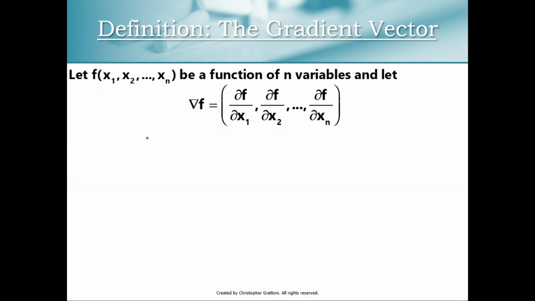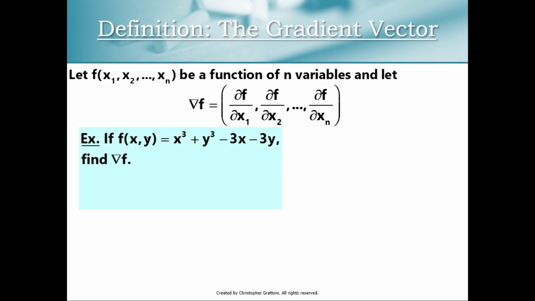But for now, let's take this definition of our gradient vector and practice with it. Let's compute the gradient of f for the function x cubed plus y cubed minus 3x minus 3y. Now, the gradient is a vector of partial derivatives, so we need to compute df dx, the partial derivative of this function with respect to x, which will be 3x squared minus 3. And we also have to compute df dy, the partial derivative of f with respect to y, which will be 3y squared minus 3.